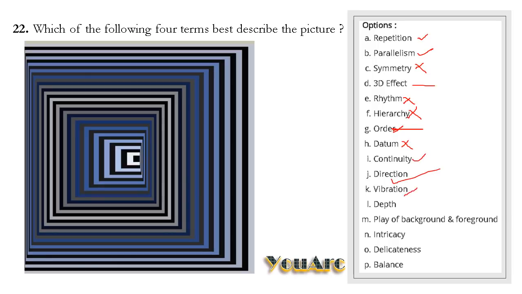Vibration, no. Depth, yes, it has depth. Foreplay is there. Intricacy is not there. Delicateness is not there. Balance is there. So according to me, the options will be repetition, parallelism, direction and balance. If movement is there, I'll definitely give movement to this. That is why I've given direction also here.